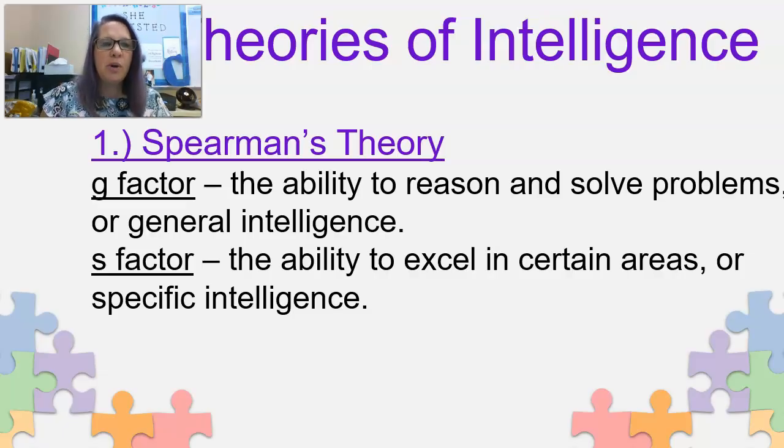The first theory that we're going to talk about is Spearman's theory, and he quite simply divided intelligence into two different types of intelligence. First one is G factor, and this is just your day-to-day ability to solve problems, what he called general intelligence. That's where the G comes from. The second type was S factor. This is a specific type of intelligence that allows you to excel in specific areas, for example, music or mathematics or science. And this one he called specific intelligence. Again, that's where that S comes from.